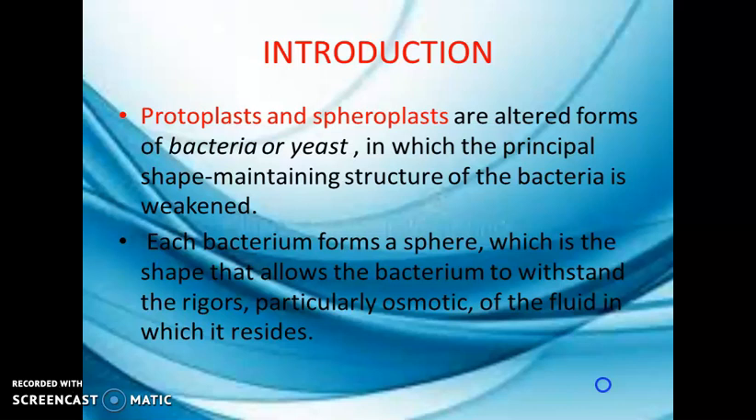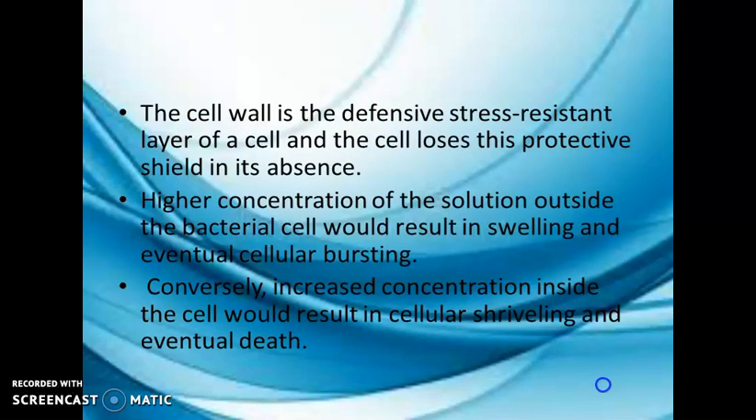This may result in the formation of sphere-like structures. Each bacterium forms a sphere, which is the shape that allows the bacteria to withstand the rigors, particularly osmotic, of the fluid in which it resides. Actually, the cell wall is the defensive stress-resistant layer of the cell, which is a protective layer, and the cell loses this protective shield in its absence. Higher concentration, what happens? How do protoplast and sphaeroplast generate? We can discuss.